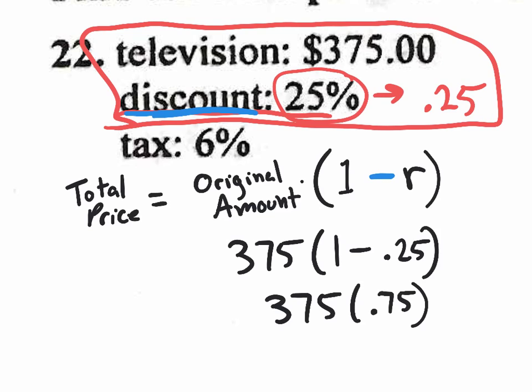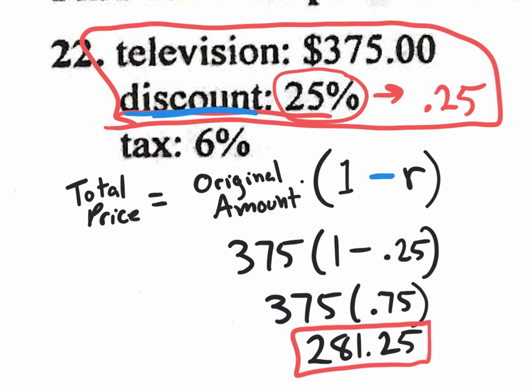So 375 on my calculator times 0.75. The answer is 281.25. So ladies and gentlemen, this is the new price of the TV. It originally was $375, but with the 25% off, it's now $281.25. Now we still can't just think that we're only going to pay $281.25. We also have to calculate the taxes, right?